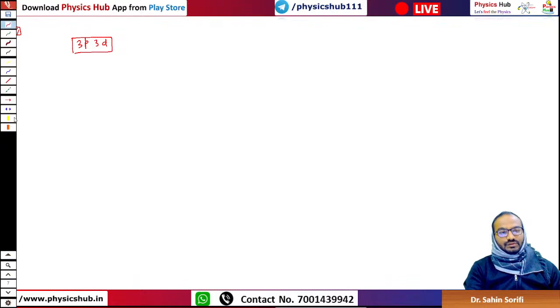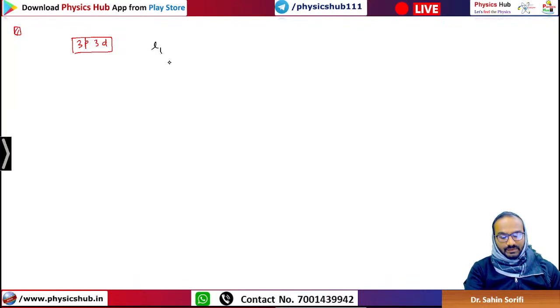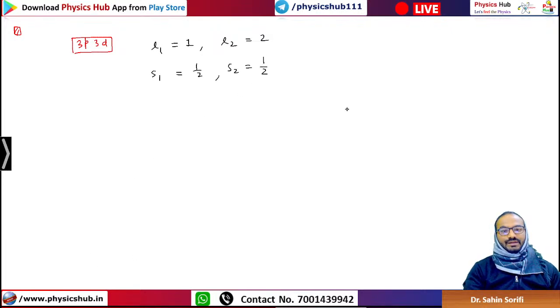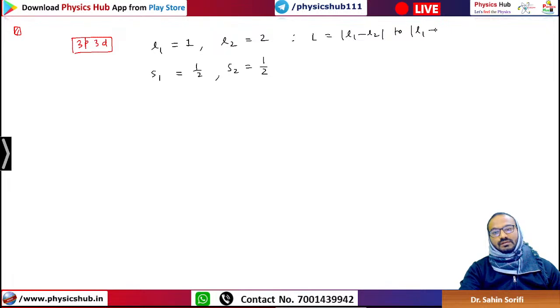So let's take an example of two non-equivalent electrons, 3p, 3d. So this represents non-equivalent electrons, right? So for the first electron, L1 is 1, L2 is 2. Similarly, S1 is half, S2 is half. Both are electrons, so S values will be same. And from this we get the value of L, which is between L1 minus L2 to L1 plus L2. So the values will be, you see, 2 minus 1, 1, 2, 3.